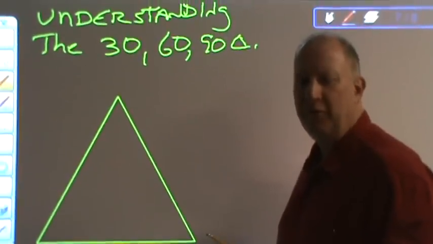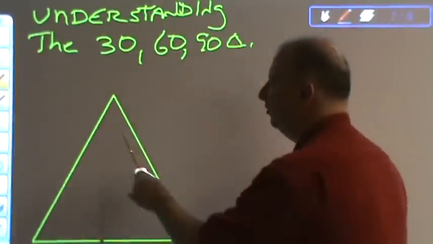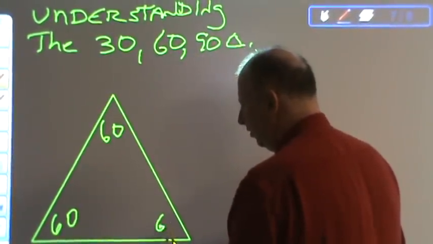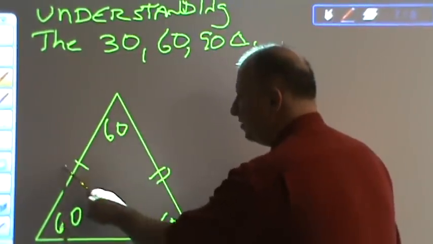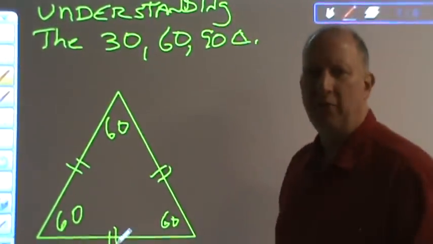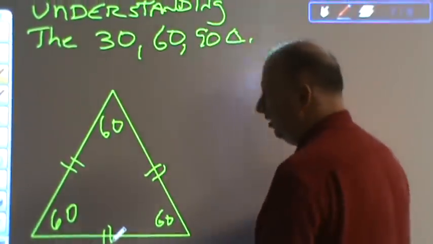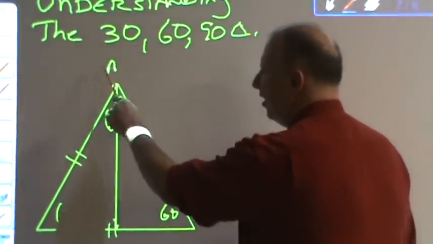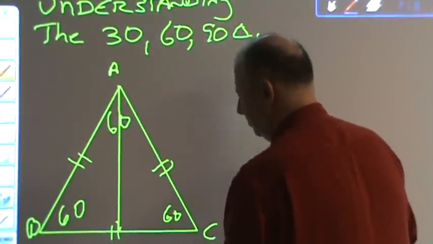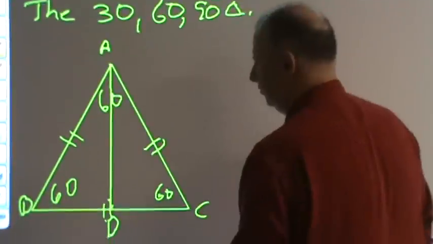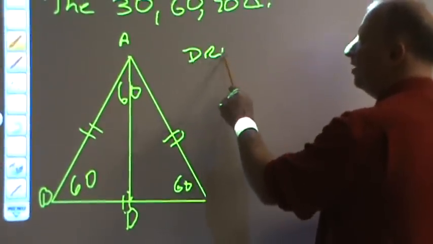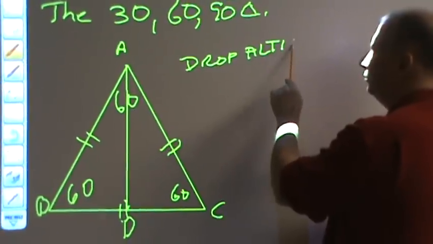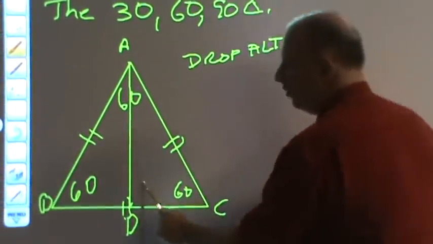What I'm starting off here with is an equilateral triangle, meaning all three angles are equal and all three sides are equal. Now let's go backwards to our geometry class. In geometry, I'm going to drop an altitude, and let's call this A, B, C, D. So step one, I dropped an altitude, and I'm not doing a formal proof about this altitude.